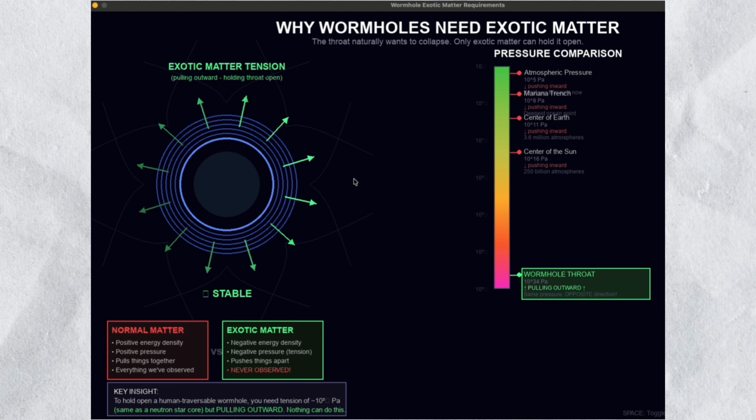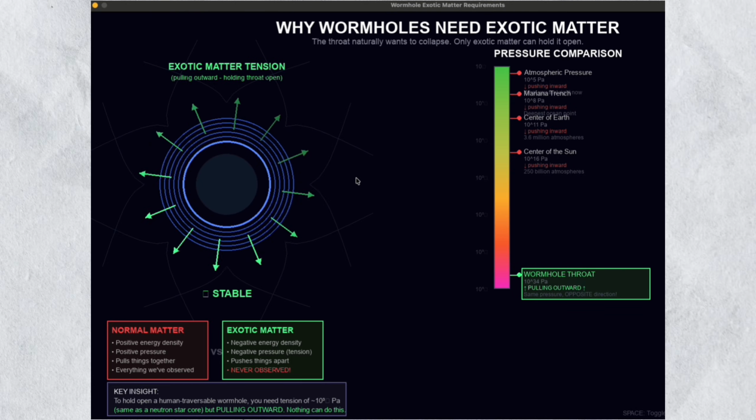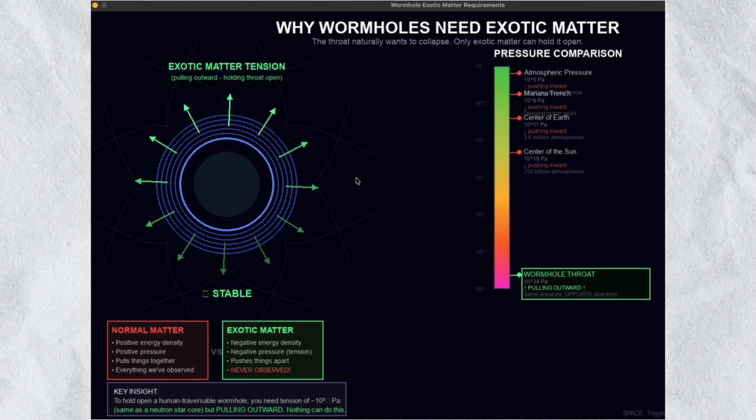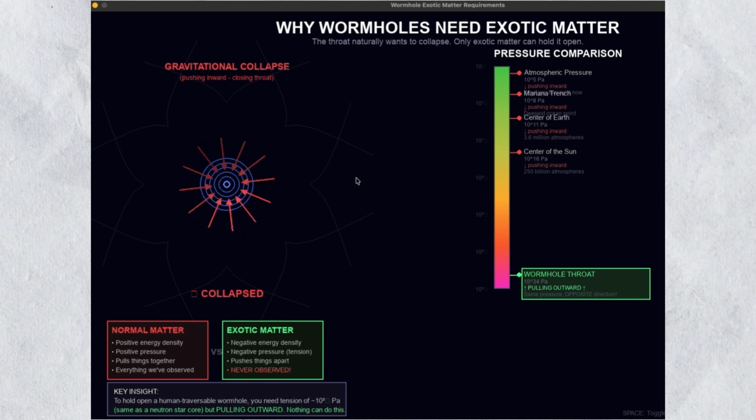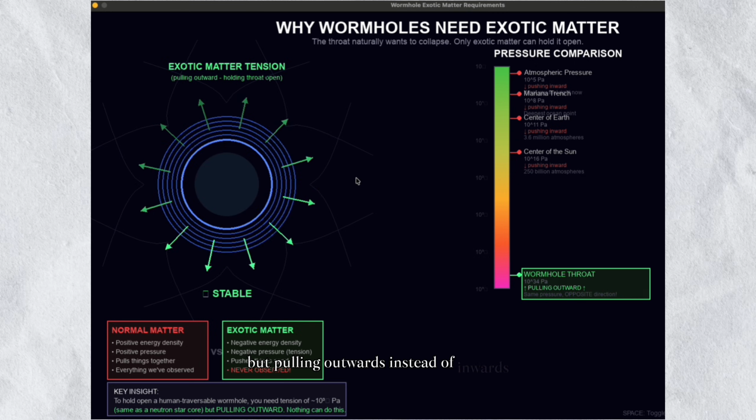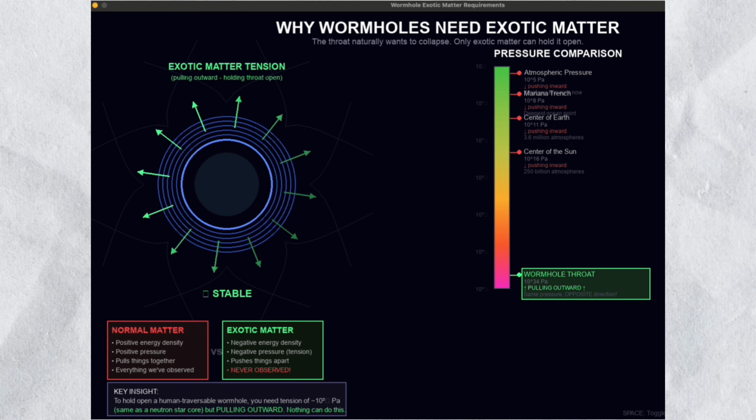So when Dustin says that the Upside Down is held open by this exotic matter in the scene, which, by the way, looks pretty cool, he's actually citing real mathematical and theoretical physics. The Duffer brothers surely did some homework there. But the problem? We've never observed exotic matter. Morris-Thorne calculated that for a human traversable wormhole, the tension at the throat would need to be comparable to the pressure at the center of a neutron star, about 10 to the power of 34 pascals, but pulling outwards instead of inwards in order to support that structure. Nothing we know of can do this.